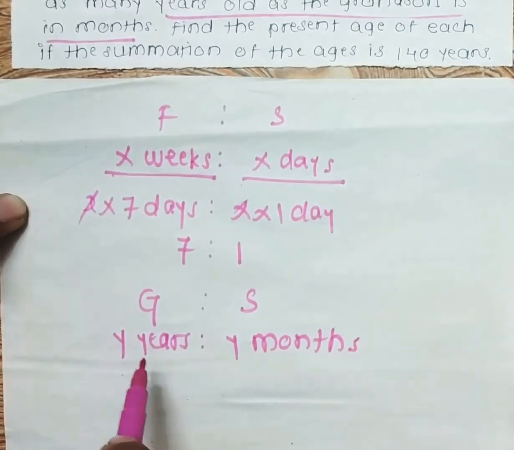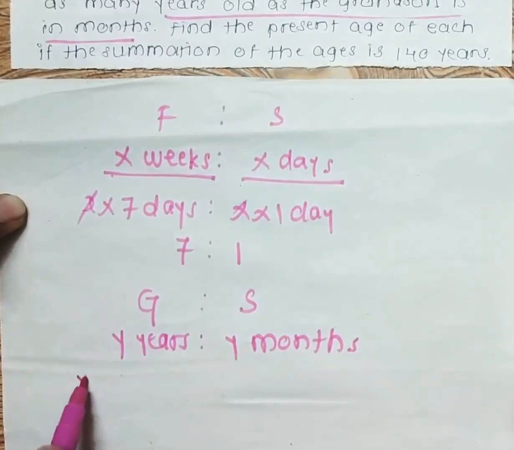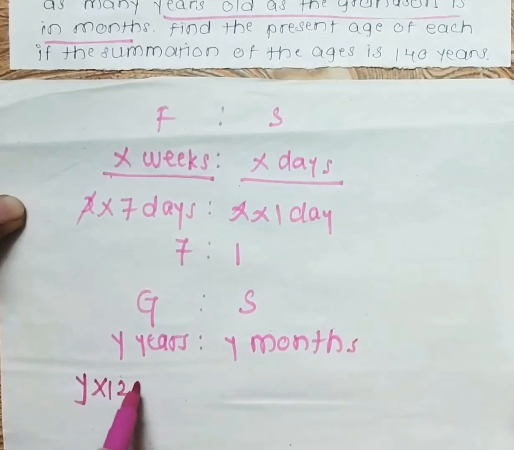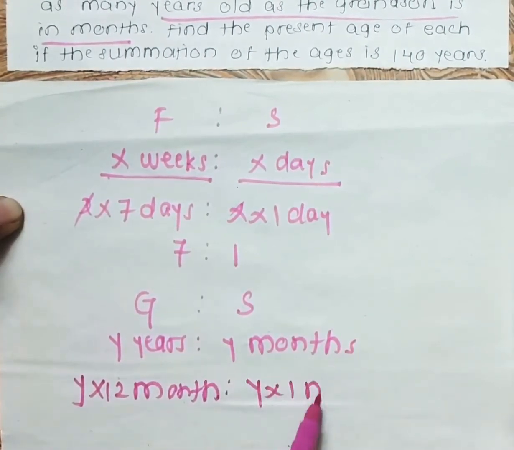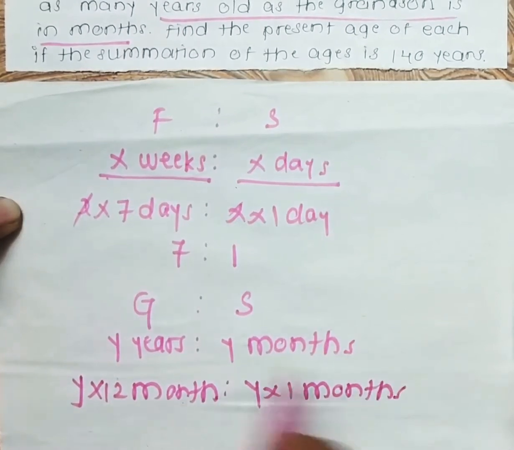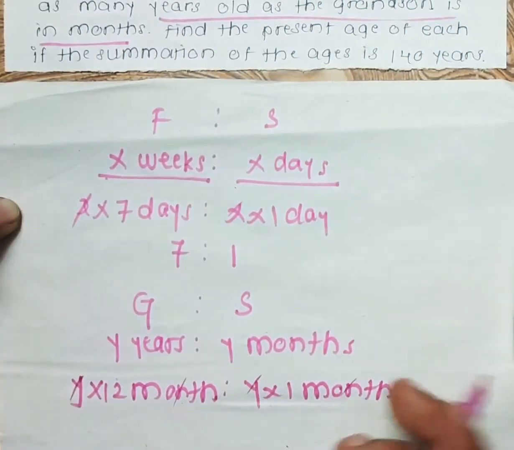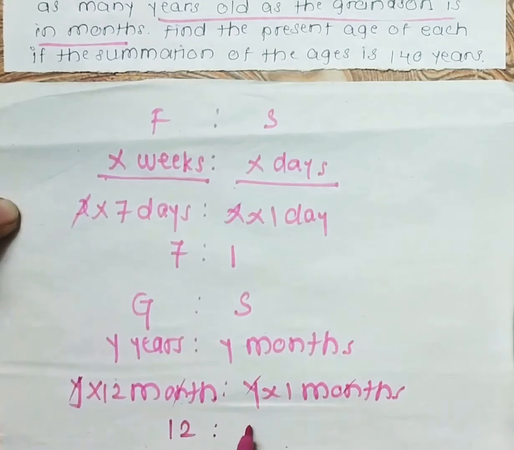And we know that in 1 year there are 12 months. So I can write here y into 12 months, and here y into 1 month. So this y gets cancelled, month also gets cancelled. We got here the ratio grandfather to grandson is 12:1.